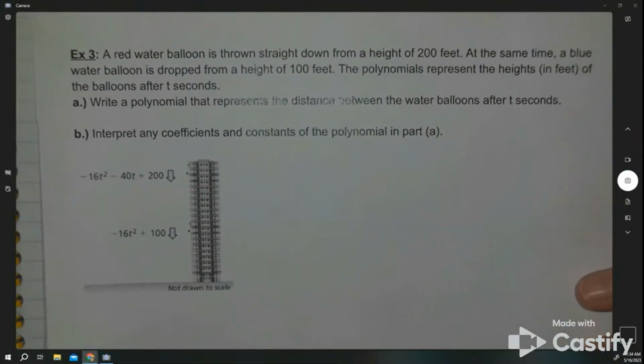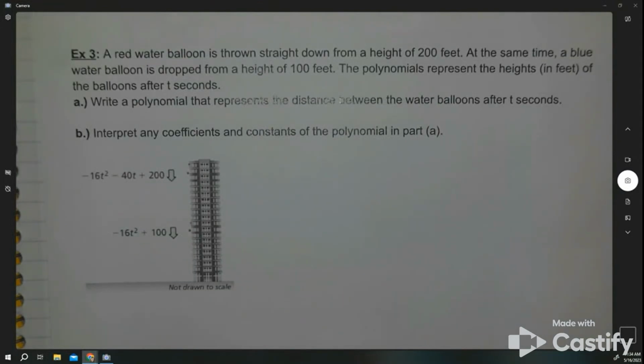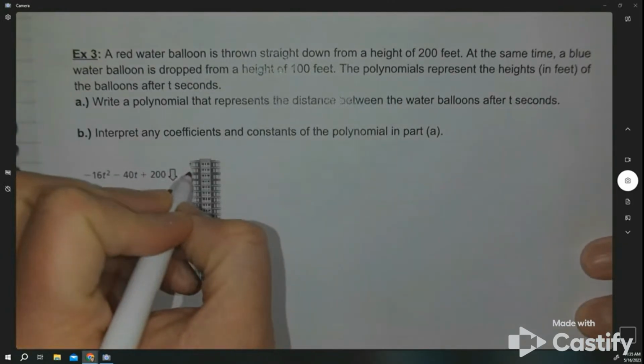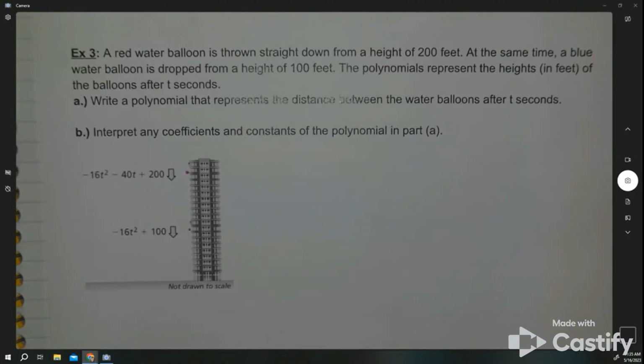It says a red water balloon is thrown straight down from a height of 200 feet. At the same time, a blue water balloon is dropped from a height of 100 feet. The polynomials represent the heights in feet of the balloons after t seconds. If you're looking at this drawing, this top dot here is our red water balloon. I used a pink color, but you get the idea. And this one down here is our blue one. For part A, write a polynomial that represents the distance between the water balloons after t seconds.